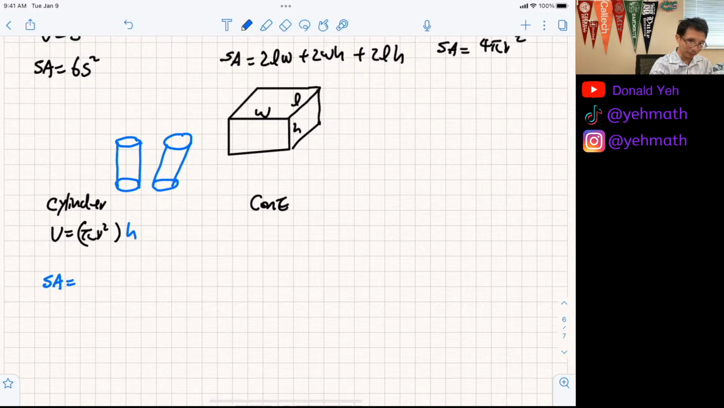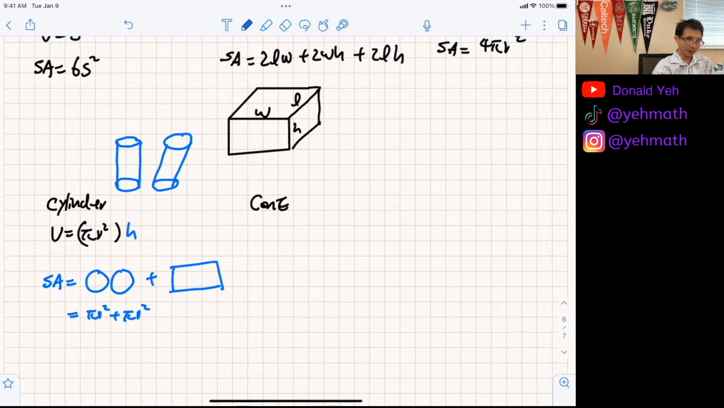Surface area is tricky though. Surface area of a cylinder. I think I got this. 2 times pi r squared plus circumference times height. Oh, very good, very good. I'm 2 for 2. Pi r squared is the top part and bottom part.